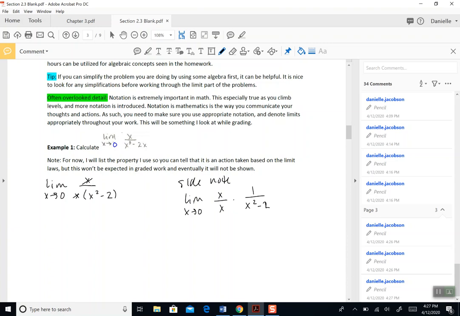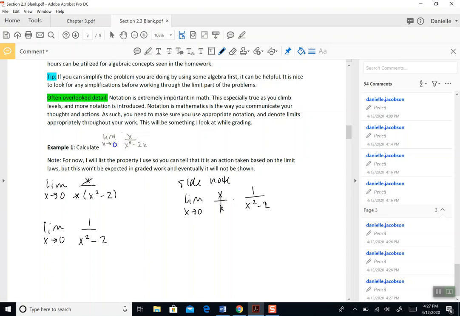Remember, with fractions, you multiply across the top and across the bottom. So this is equal to x times 1, which is just x, in the numerator, over x times (x squared minus 2). It's the same thing. So when I say "cancel," I mean this divides to 1. Since x over x is 1, it allows us to simplify this to the limit as x goes to 0 of 1 over x squared minus 2.